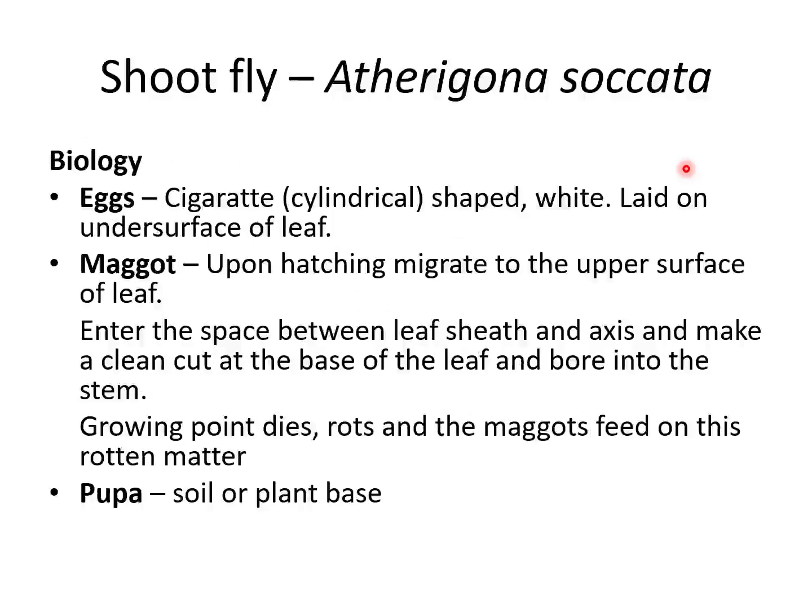The maggots upon hatching from the egg migrate to the upper surface of the leaf. It moves into the leaf sheath and makes a clean cut at the base of the leaf sheath and enters into the stem. So once the egg hatches, maggots move into the leaf sheath, bore into the stem, and start feeding on the growing part. Once the growing part is fed on by the maggot, it dies and starts decaying, as we discussed in the case of wheat also, and the maggot starts feeding on this decaying terminal portion. And once the maggot matures, it pupates either in the plant or in the soil.